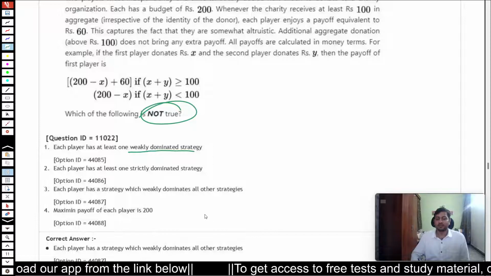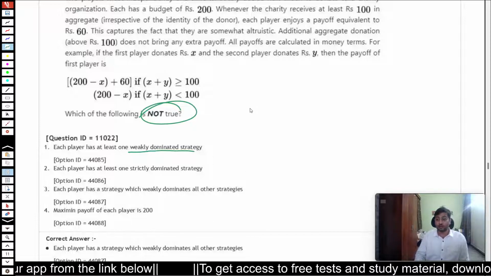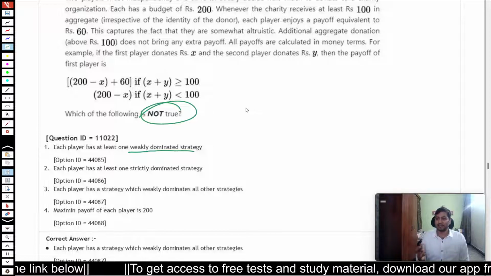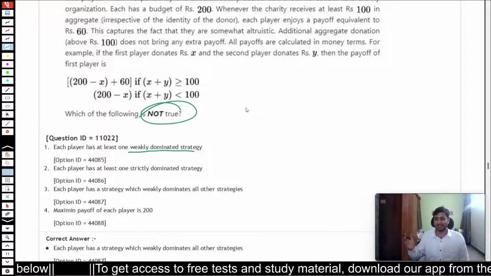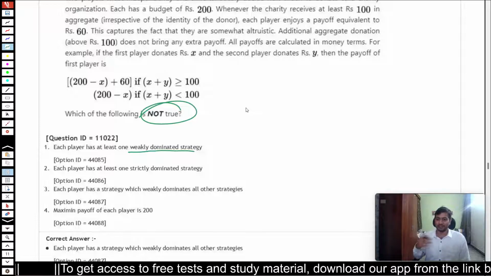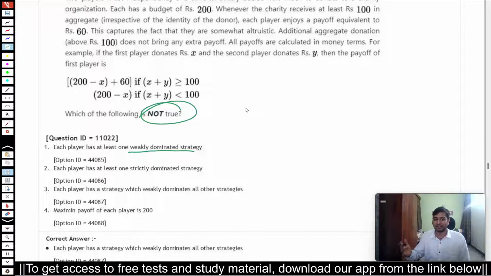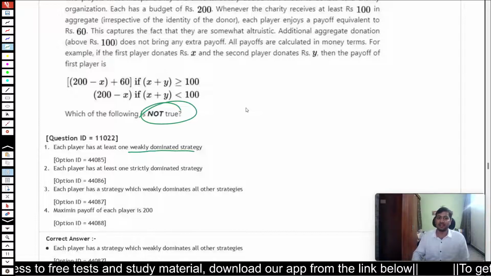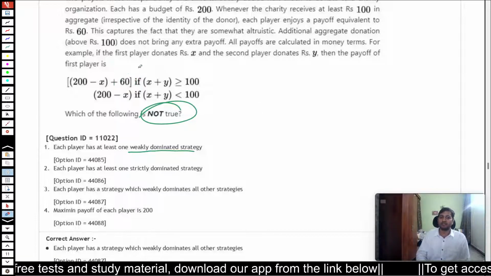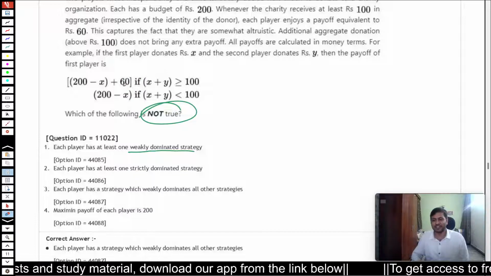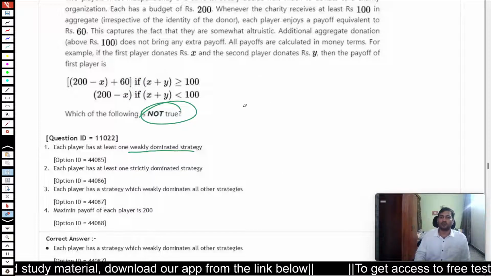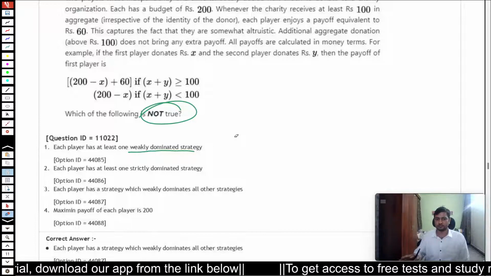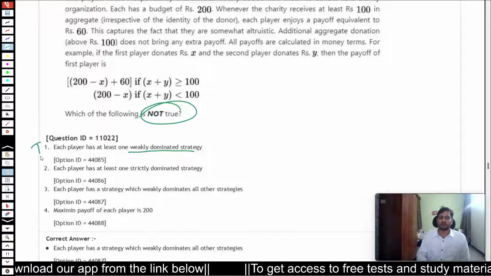So yes, there is one weakly dominated strategy, that is to donate 100 rupees, right? If you donate 100 rupees, that is weakly dominated by every other strategy actually. Okay, if you donate 100 rupees yourself, or 200 rupees for that matter. Donating 200 rupees, you are left with nothing, just 60 units of utility. So that is weakly dominated by donating, let's say, 100 rupees. So donating 200 is weakly dominated by each and every strategy. Okay, so this is true.